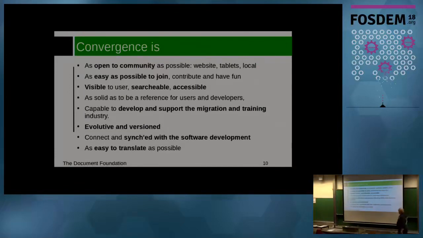Good reference for users and developers, capable of developing and supporting the migration and training industry. It has to be also evolutive and versioned, which is important to keep the same pace of the software, and connected and synchronized with the software, and as easy to translate as possible. It's also a very important issue. In LibreOffice and Apache OpenOffice, we have the help, which is connected, loaded into a translation server, and we have as many as 50 languages actively translated. Okay?